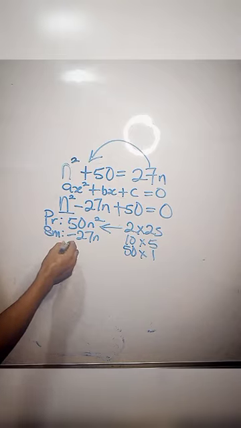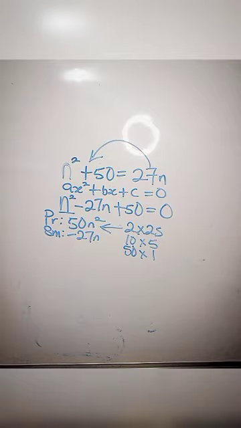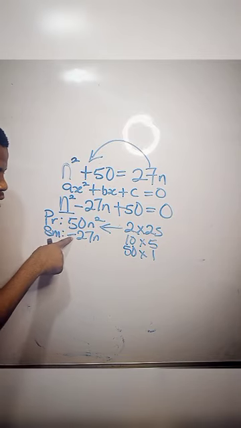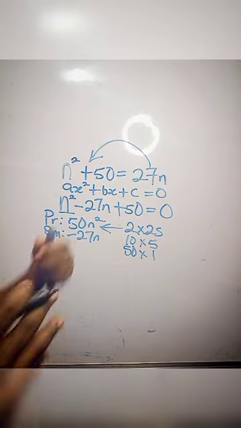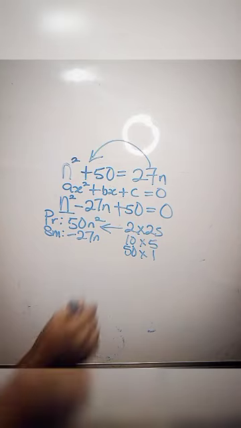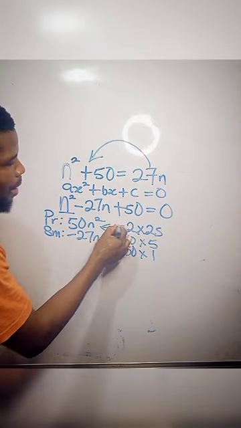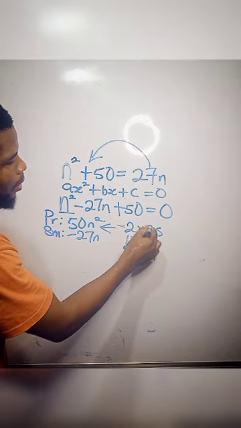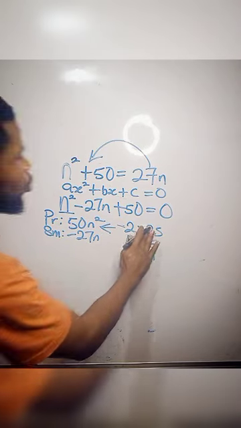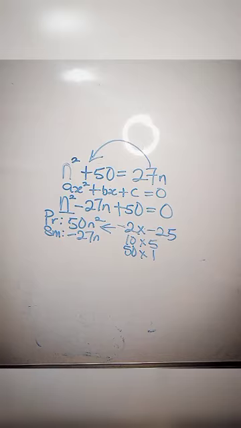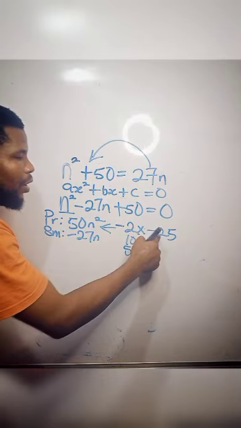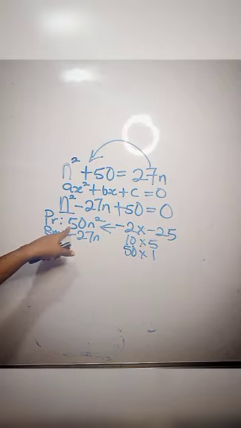Alright? But we have a problem. The problem we have now is that this is not just 27, it's minus 27. So how do we make sure that when you add these numbers, you still get minus 27? You have to put minus here. This is minus 2, then we have minus 25. Okay? So if you put minus here, will it still give you 50?